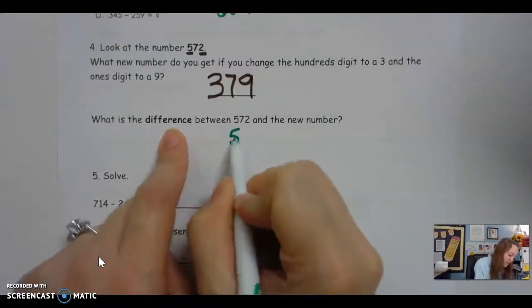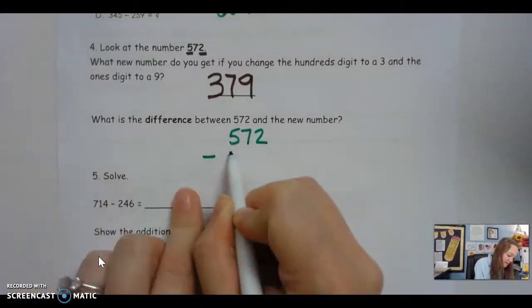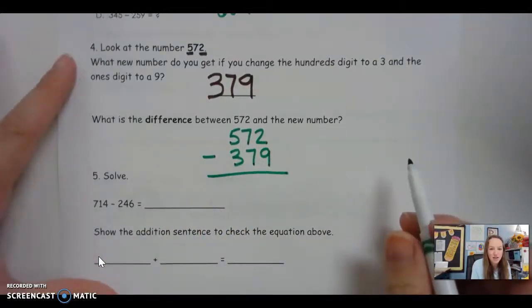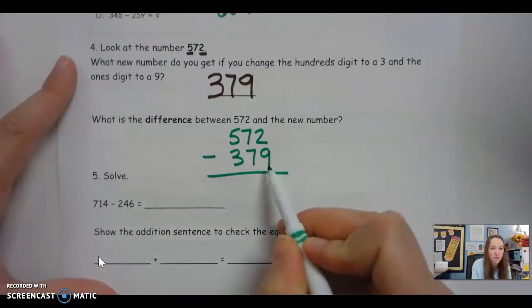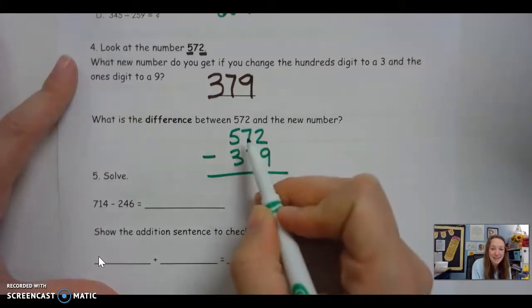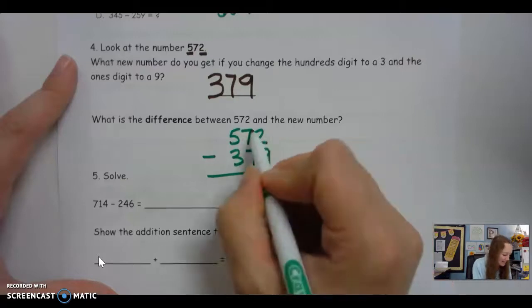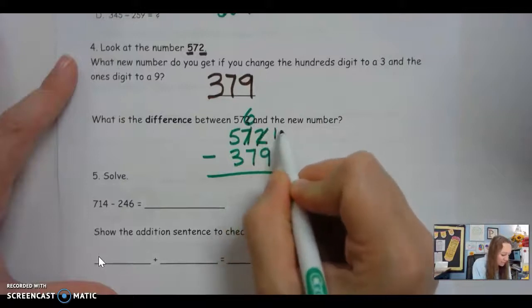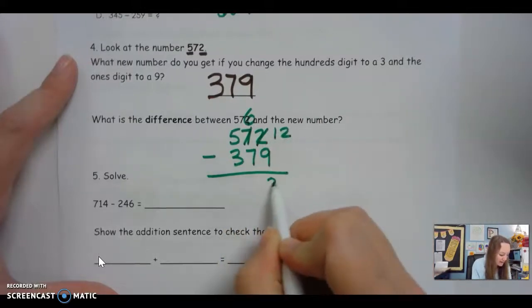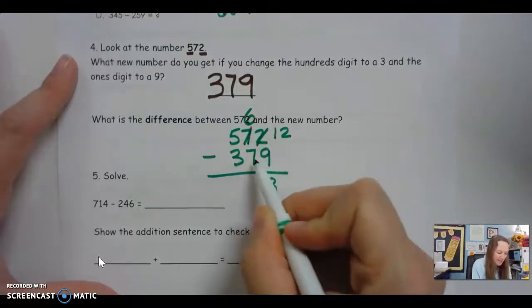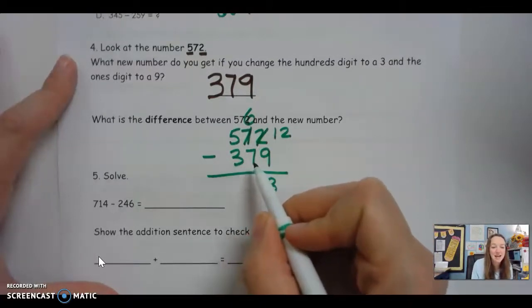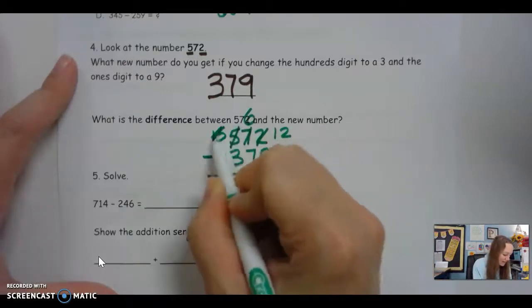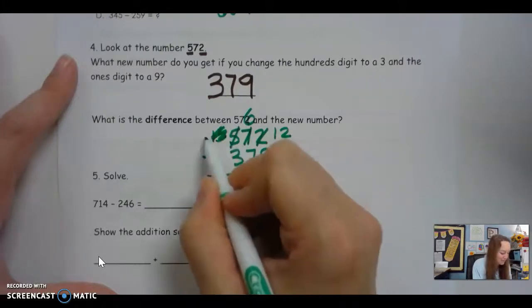Now, it asks, what is the difference between 572 and the new number? So remember, in math, we talked about if you ever see the word difference, your brain should automatically think subtraction. So I'm going to do 572 minus 379. All right, so I start in my ones column. I have more on the floor. So I need to go next door and get 10 more. I'm going to cross out that 7, and it becomes a 6. I ran out of room. And my 2 becomes a 12. So 12 minus 9 is 3. 6 minus 7, oh, I can't do that because I have more on the floor. So I'm going to go next door and get 10 more. So my 5, I almost messed that up, becomes a 4.